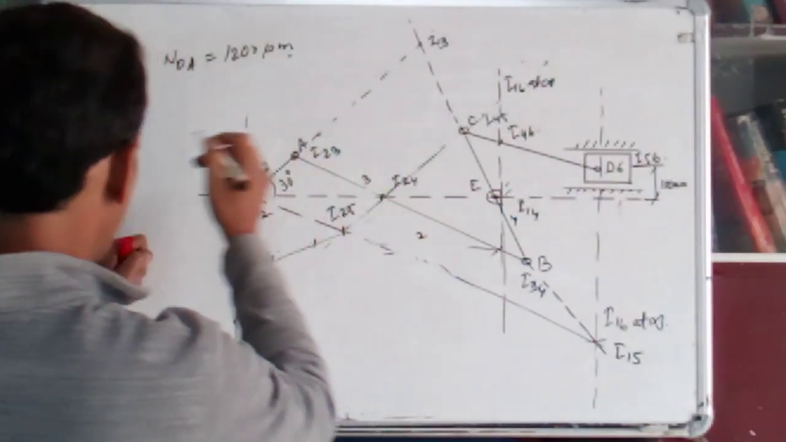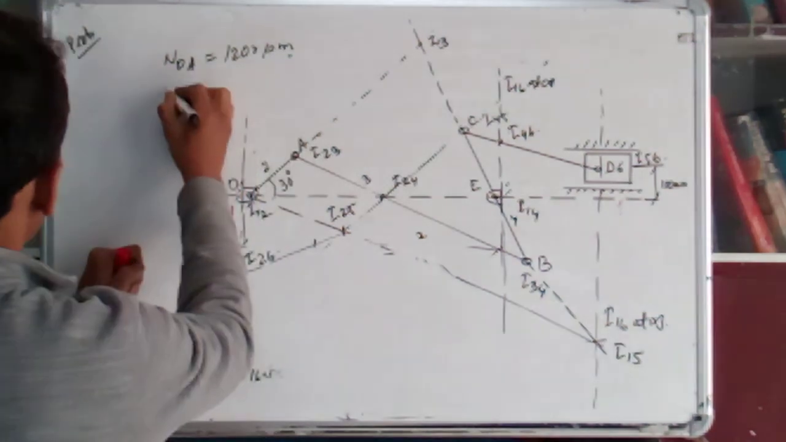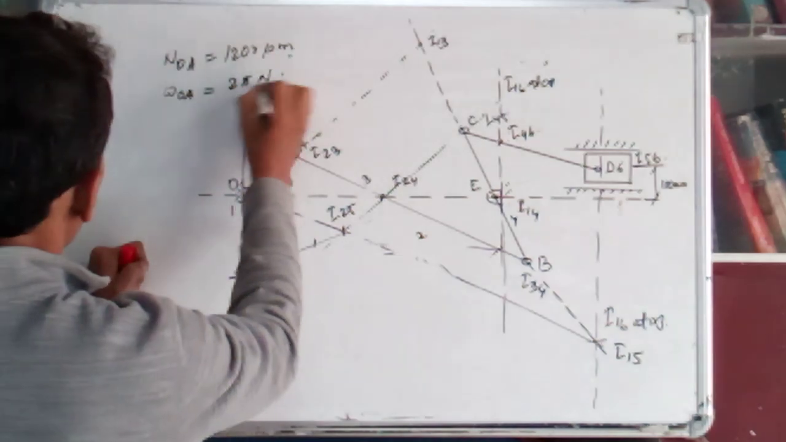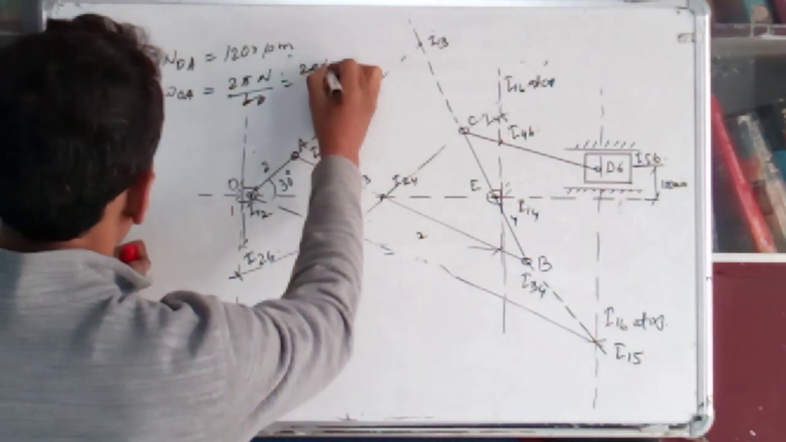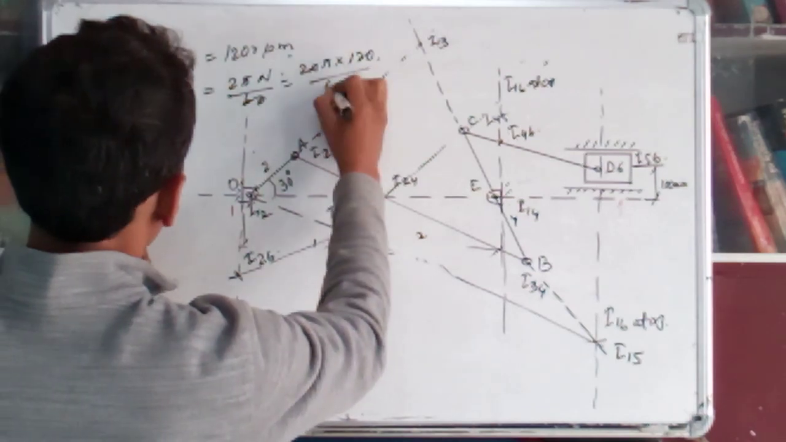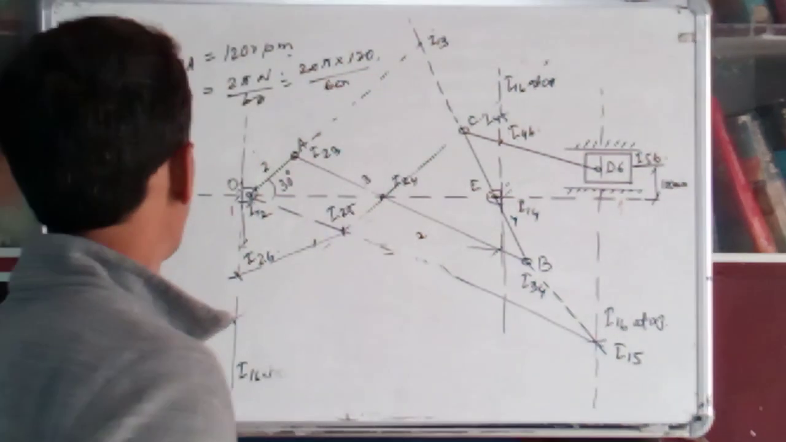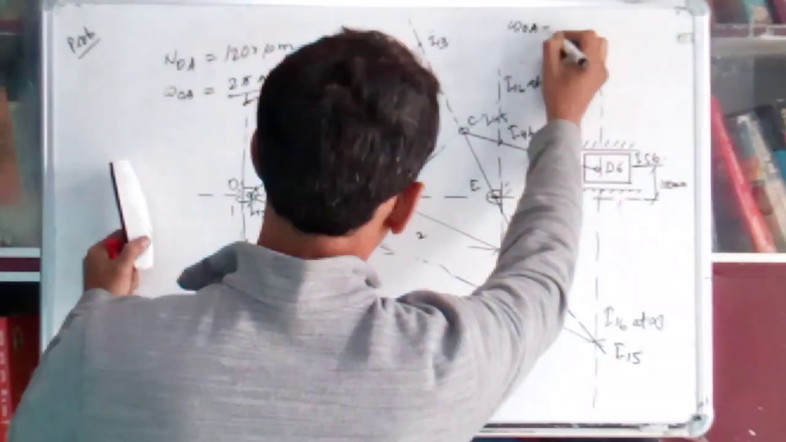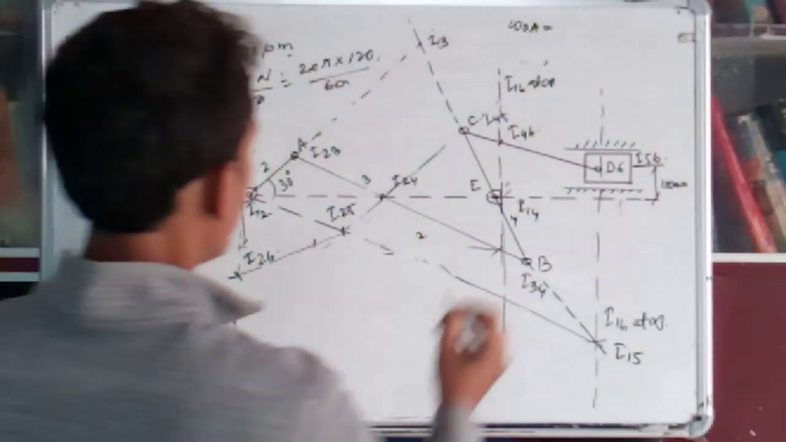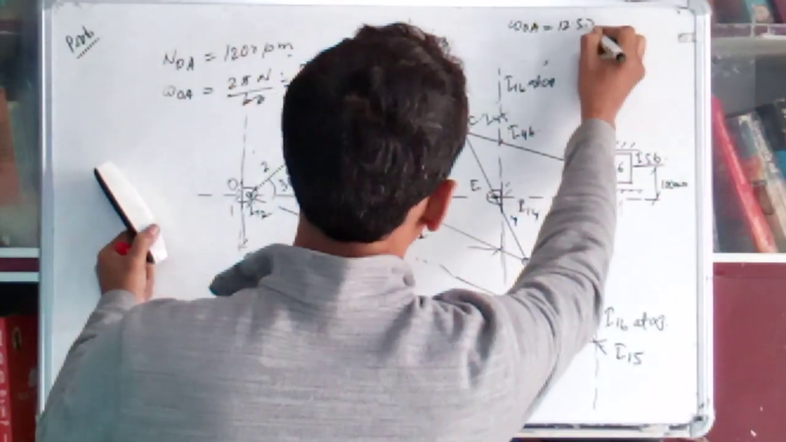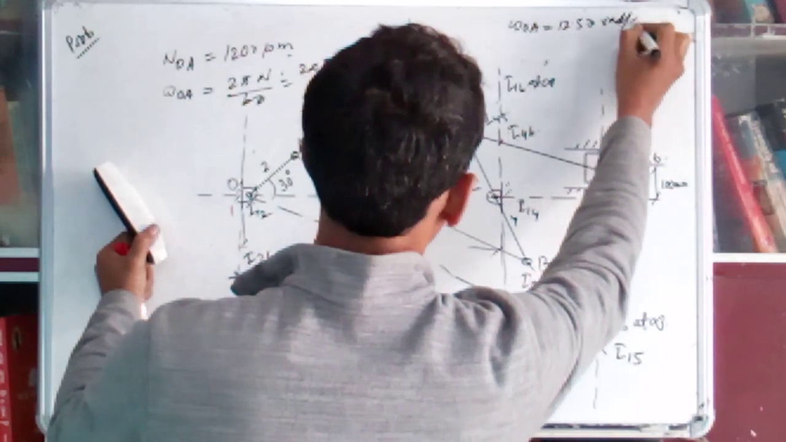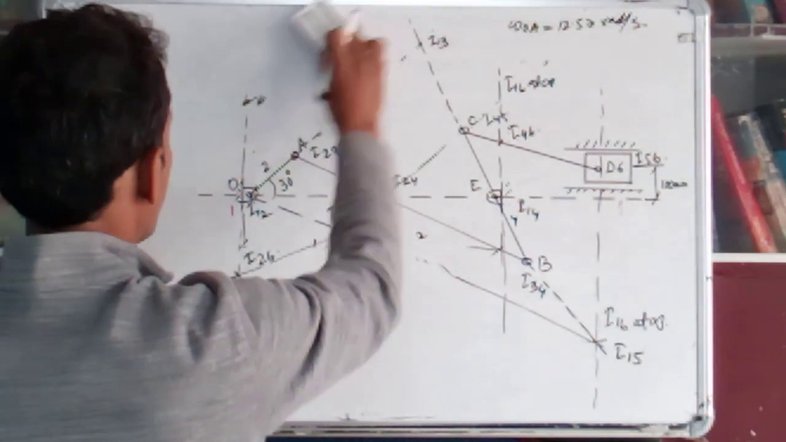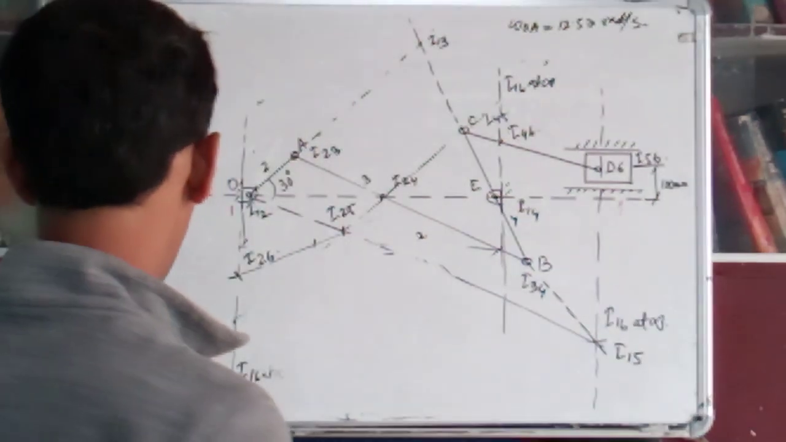Then the angular velocity omega OA we can find out as 2 pi N by 60, so 2 into pi into 120 by 60. If you solve it, we can find out omega OA equal to 12.57 radian per second. Okay, so omega OA we can find out.